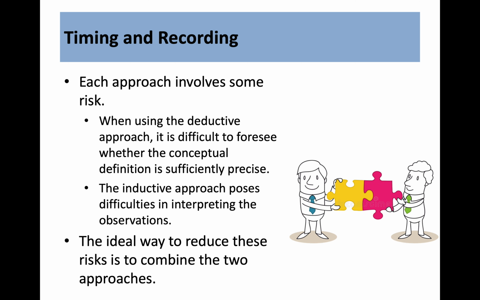Each approach involves some risk. When using the deductive approach, it is difficult to foresee whether the conceptual definition is sufficiently precise. The inductive approach poses difficulties in interpreting observations. Remember, with the inductive approach, you categorize things as you see them. With the deductive approach, you've already mapped out everything that you're looking for. The ideal way to reduce these risks is to combine the two approaches.